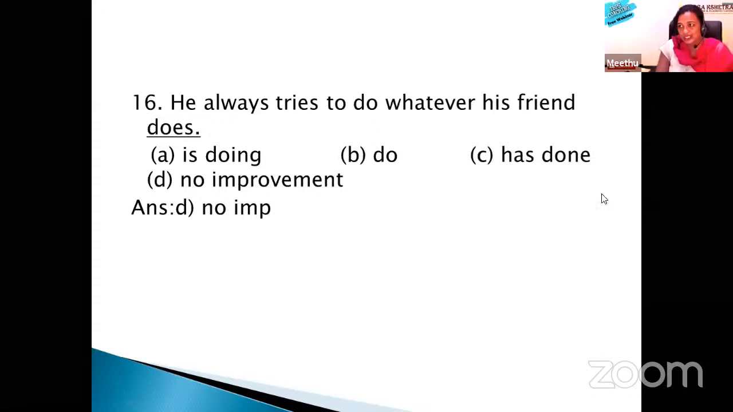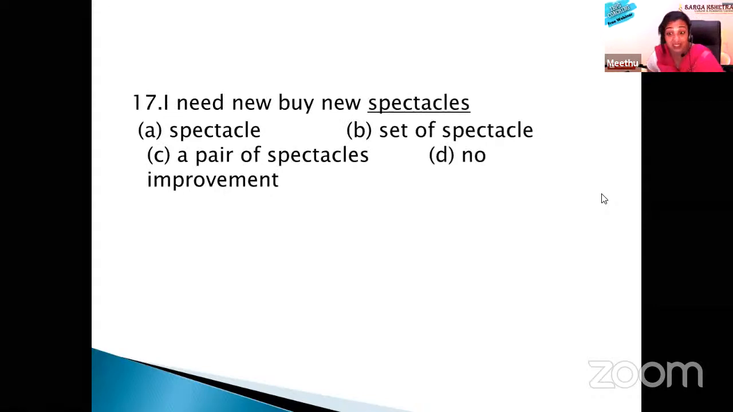So, he always tries to do whatever his friend does. He tries, that is the subject. Tries is the verb, which is in singular, and friend is singular, so instead of do, it must be does. Then comes spectacles, a pair of spectacles. Always when you mention glasses and spectacles, it must be a pair of spectacles.